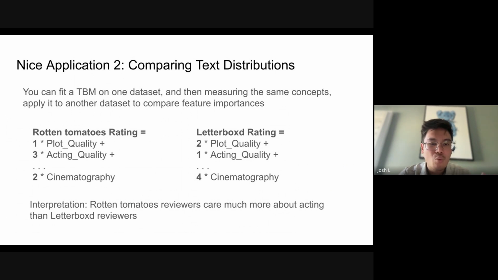And then once you fit the linear head on the Letterboxd reviews, one thing you can do is compare the weights such that you can now tell, okay, in the Letterboxd model, you have a weight of 4 on cinematography, whereas in Rotten Tomatoes, you only have a weight of 2. And then the conclusion you can arrive at is that Letterboxd places much more weight on cinematography compared to Rotten Tomatoes, and Rotten Tomatoes cares much more about acting quality.